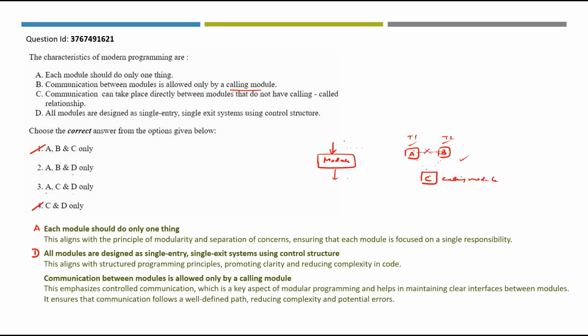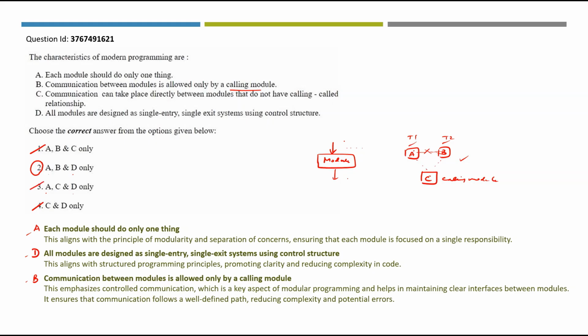This emphasizes controlled communication, which is a key aspect of modular programming and helps in maintaining clear interfaces between modules. It ensures that communication follows a well-defined path, reducing complexity and potential errors. So this will be point B. We will go with option number 2. A, B and D only as the right answer.